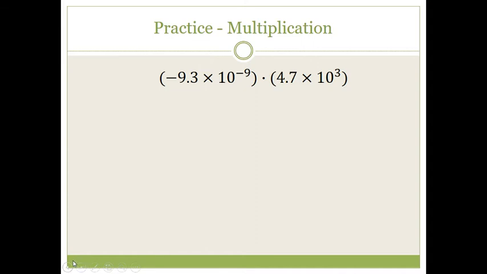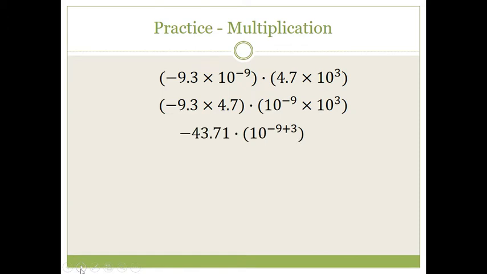Let's try this example. All right, so the rules say let's go ahead and multiply those numbers in front. We're going to keep the base of 10 and add the exponents. So let's do that. So negative 9.3 times 4.7 gives you negative 43.71. Notice how I still follow the rules for multiplying integers and the rules for adding integers. Those never change. So a negative times a positive is still a negative.